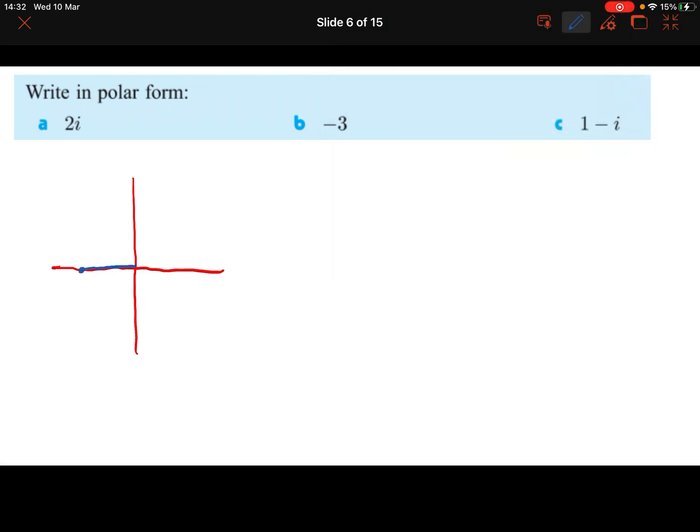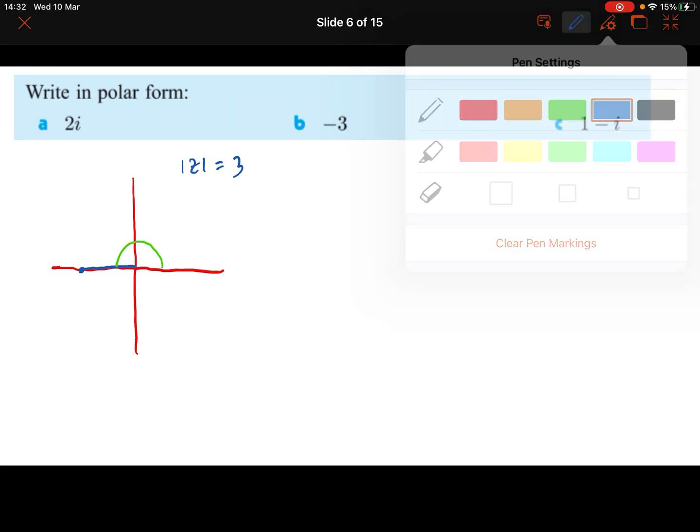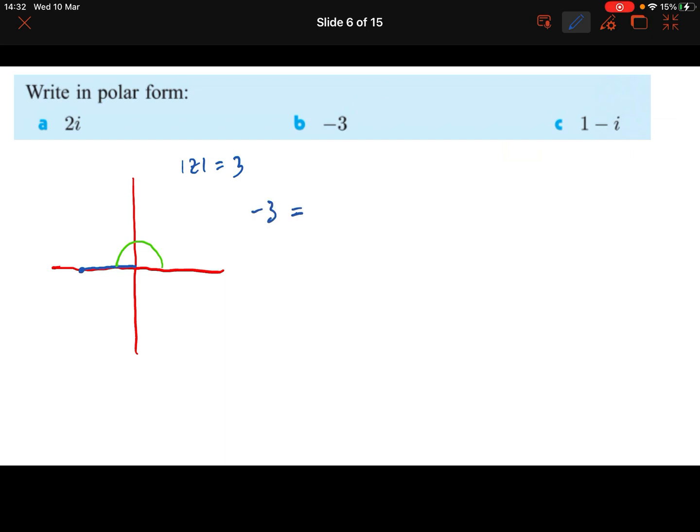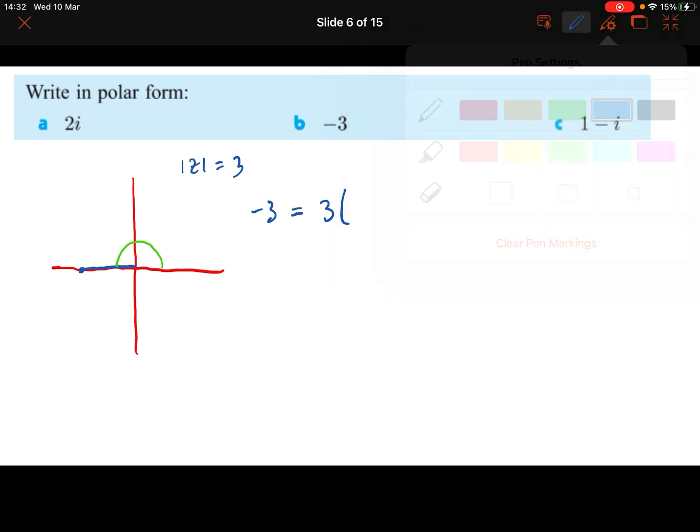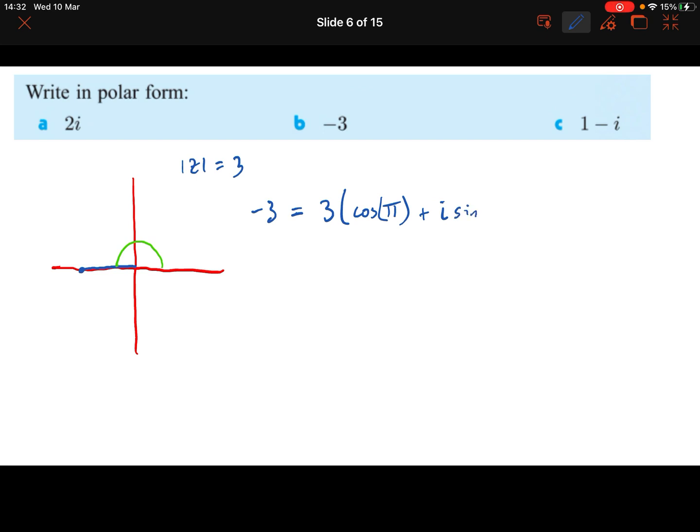It's at -3. So we know it has a modulus of 3, not -3. Can't have a negative modulus. And we know that the argument is 180 degrees, that is to say pi radians. So we can say -3 is equal to the modulus, which is 3, times cosine of pi plus i sine of pi. They're absolutely equivalent. So we've written it in polar form.